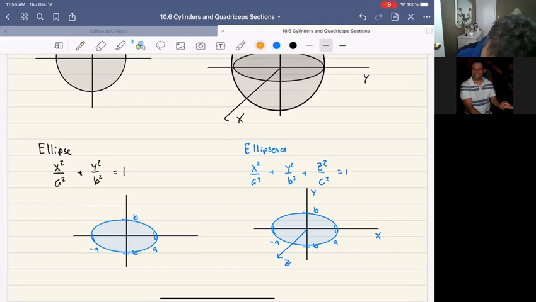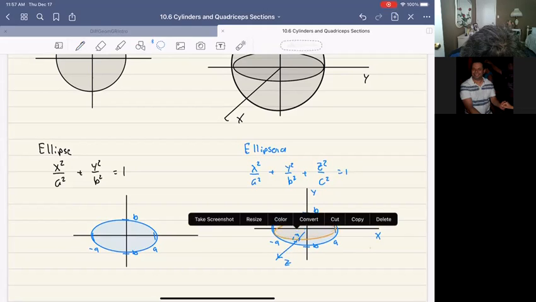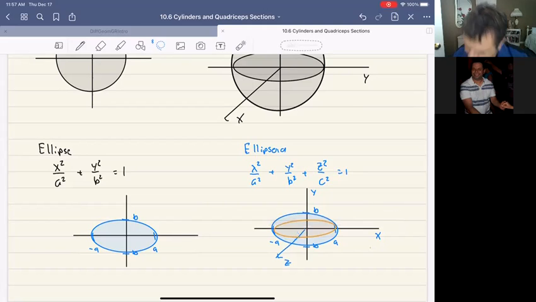And let me just, oops, that's not what I wanted to do. Okay, that's about as good. That's not so bad. Okay, you get the idea. It's going to go forward to c, backwards to negative c there.